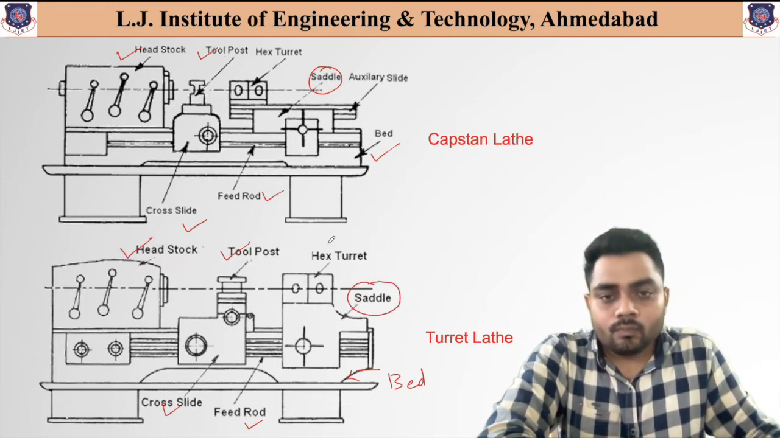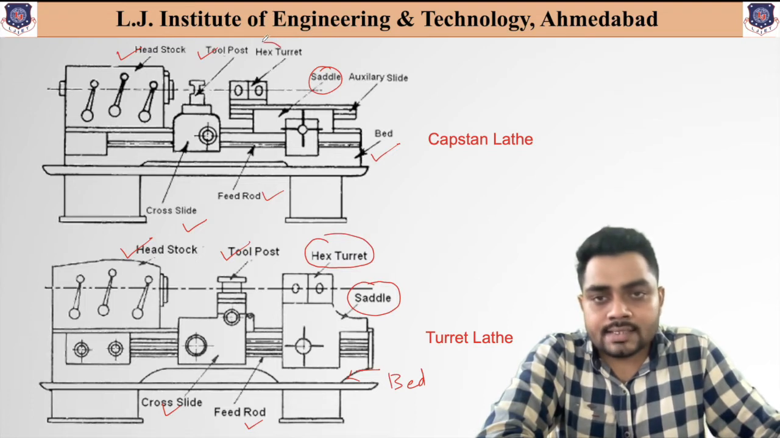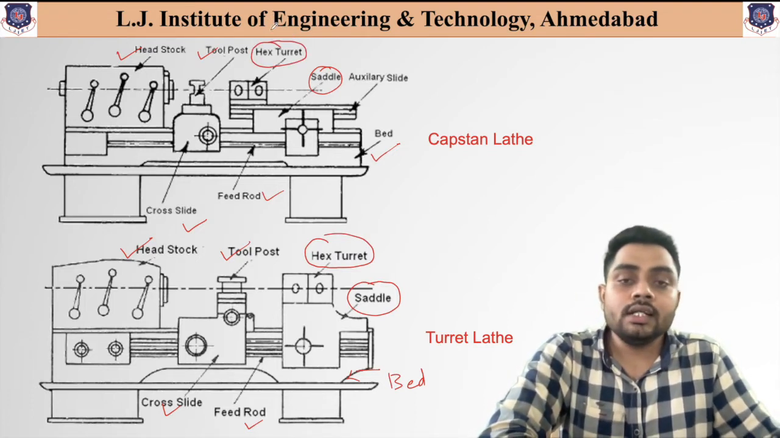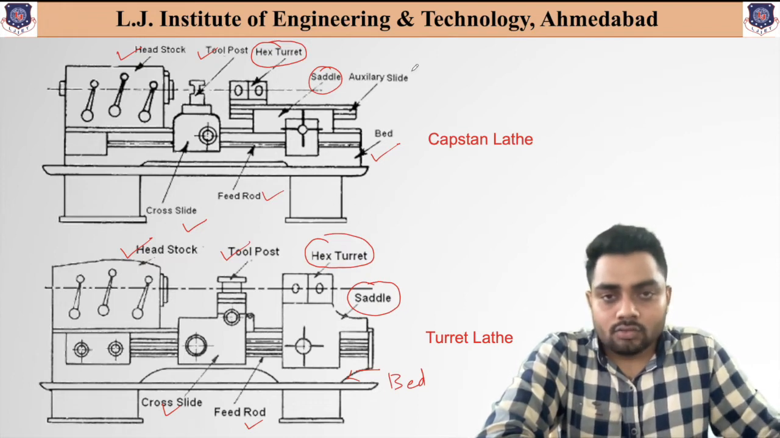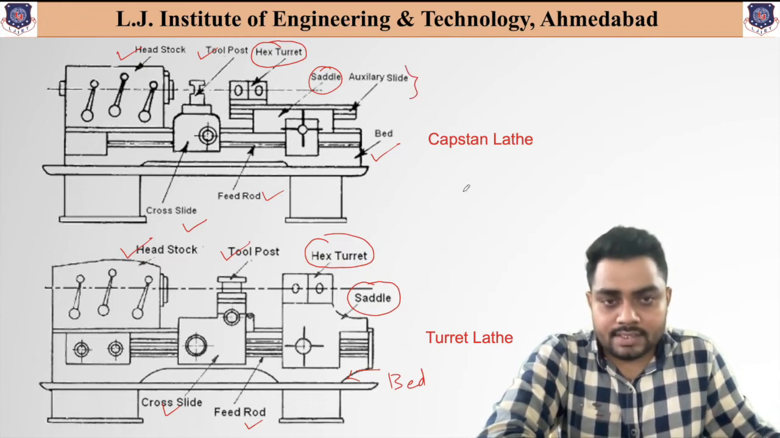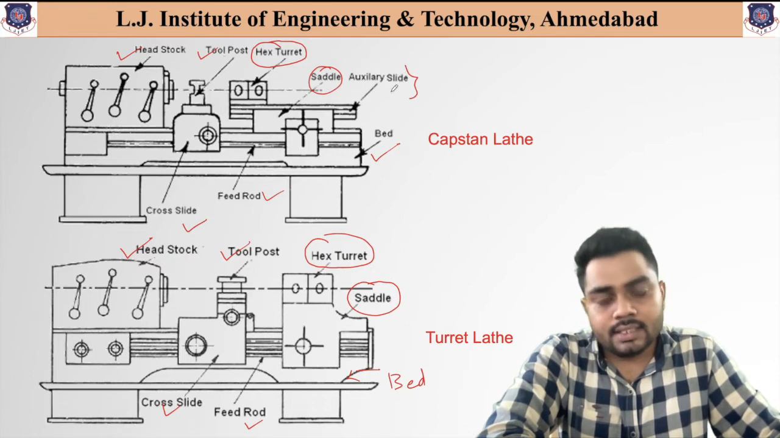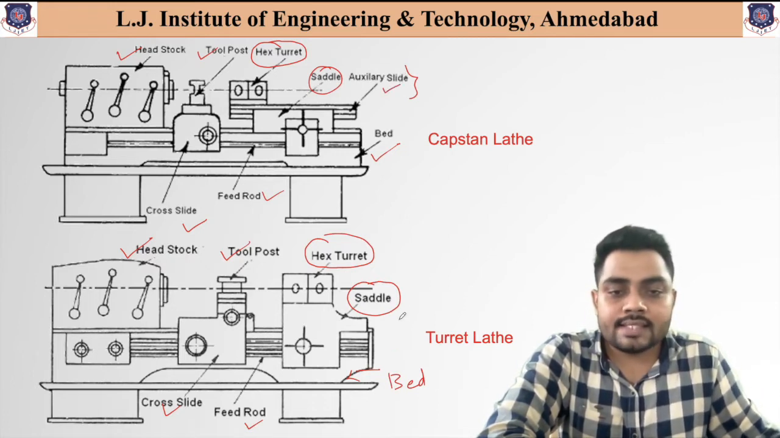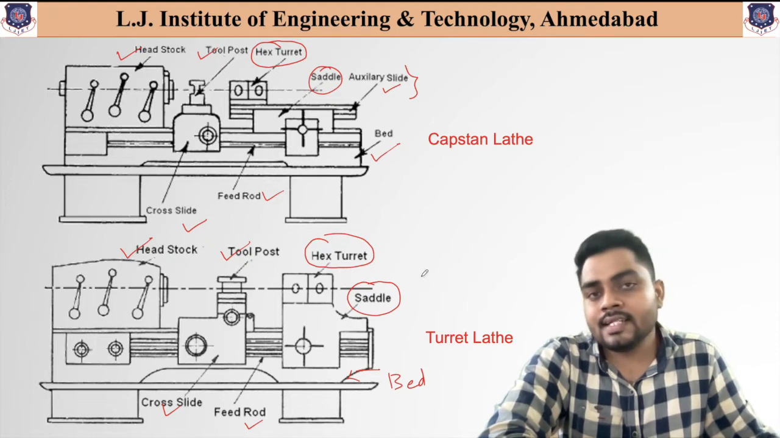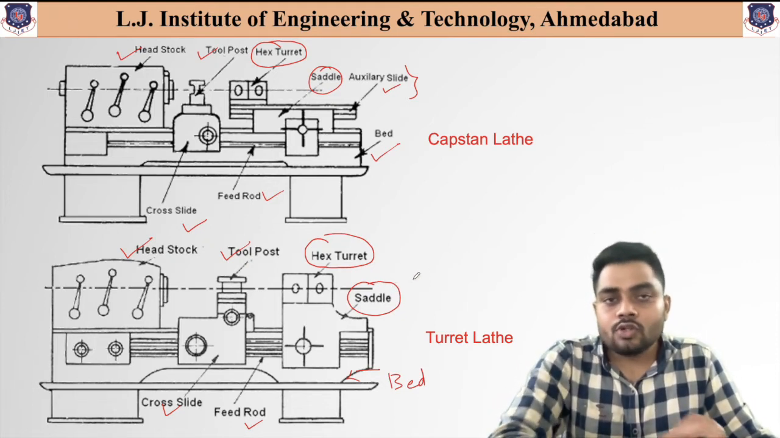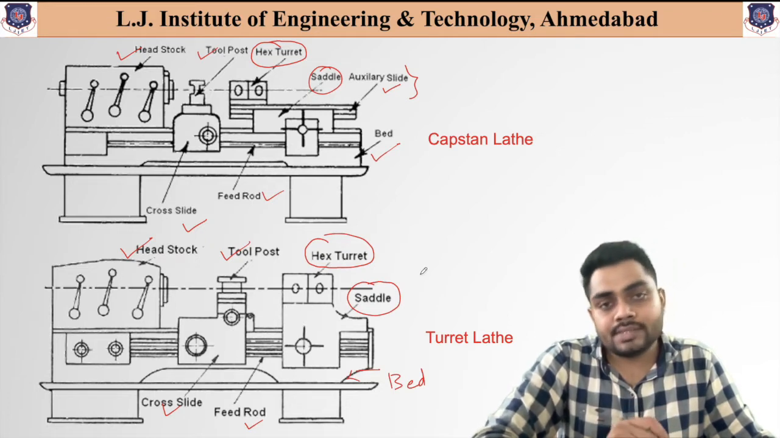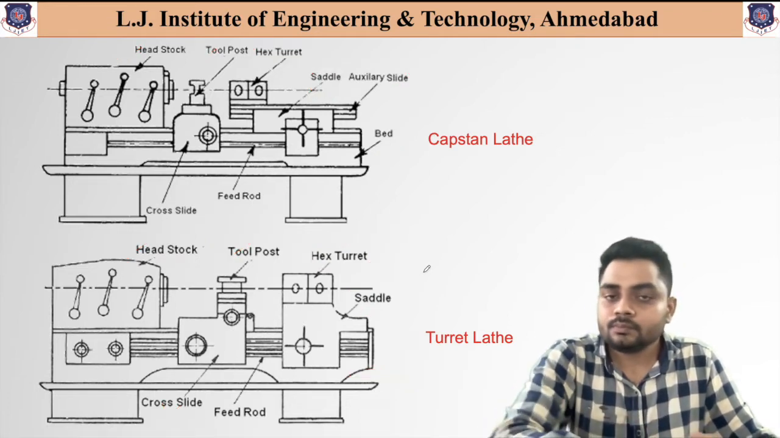Now here the major difference: both have the hex turret, that is the hexagonal turret, to hold more than one cutting tool. And one major difference between the capstan and turret lathe is that in capstan lathe an auxiliary slide is available, whereas in turret lathe no auxiliary slide is available. So these are the differences according to the parts available in the capstan and turret lathe.